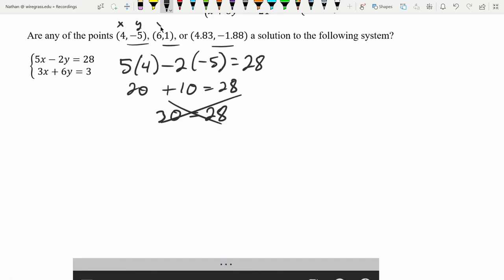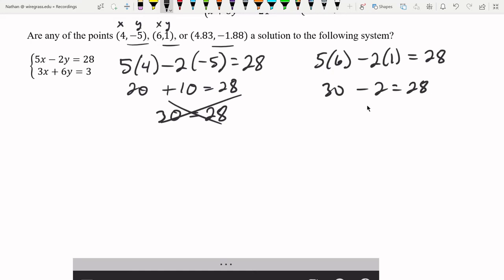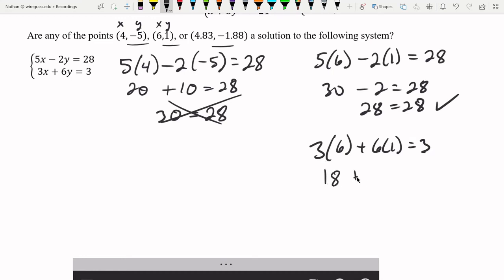Okay, let's try the next one. X equals 6. Y equals 1. So 5 times 6 minus 2 times 1 equals 28. 5 times 6 is 30. Minus 2 equals 28. 28 equals 28. Perfect. However, we need to check both equations. So bottom equation is 3 times 6 plus 6 times 1 for y, and then equals 3. 3 times 6 is 18. 6 times 1 is 6. That gives us 24 equals 3. No, 6, 1 is not a solution to this system.